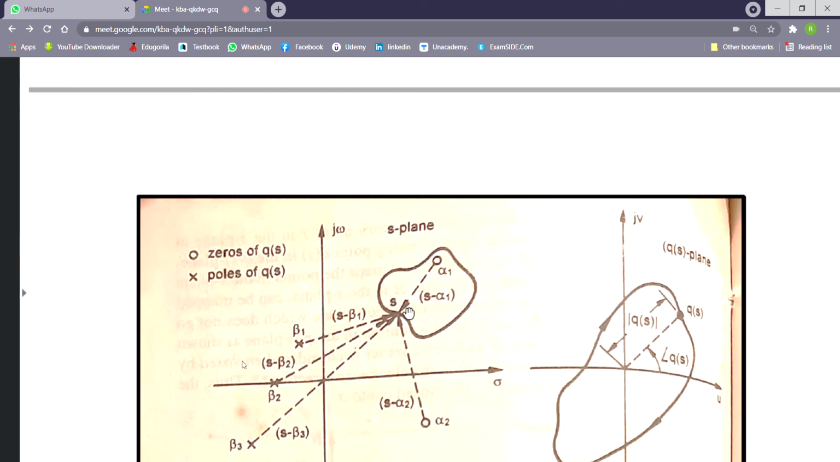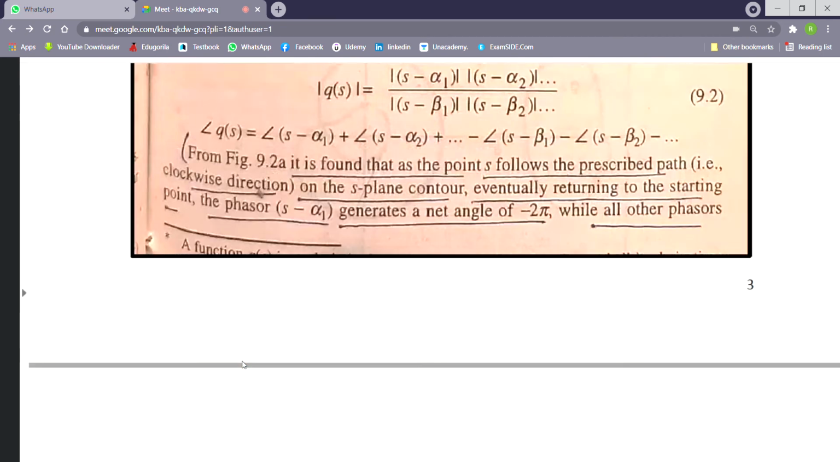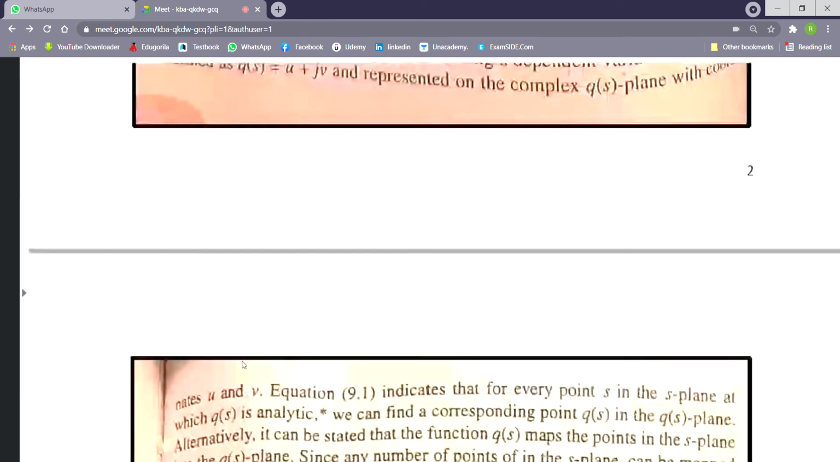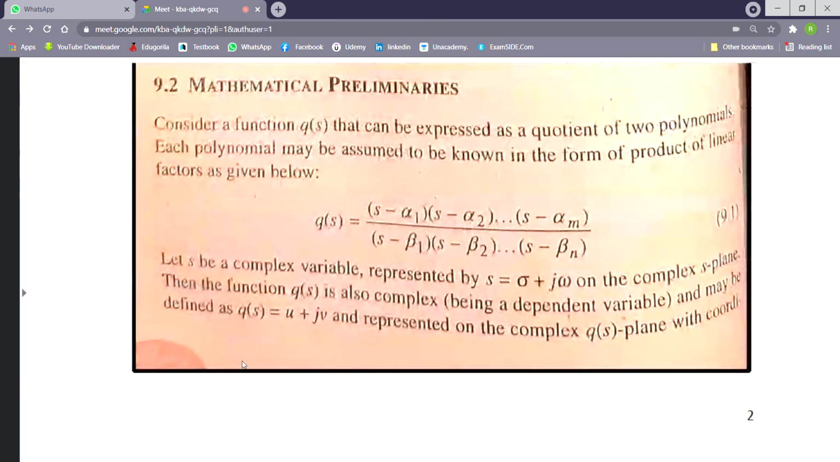Yes, ma'am. Now, let's discuss one thing. Already we have discussed that since S is complex, Q(S) will be complex. So for a particular value of S, say S1, we can say that Q(S) will be some U1 plus JV1.